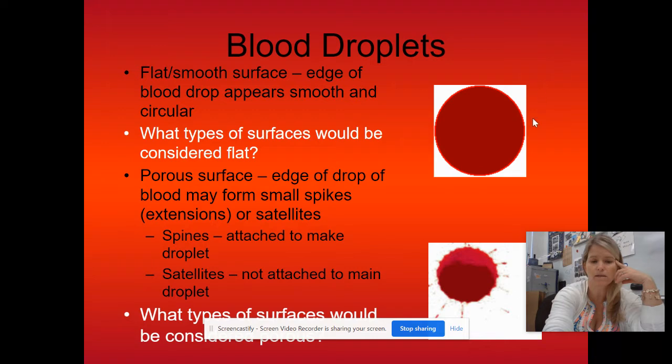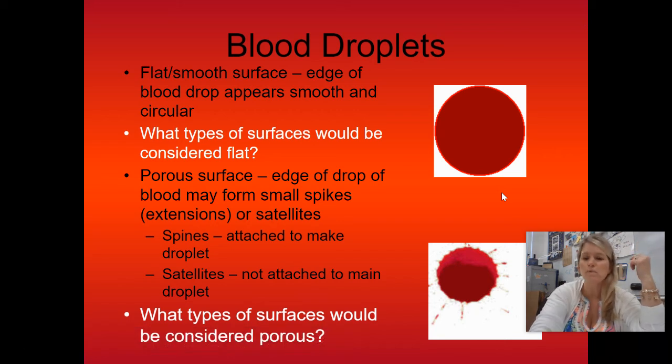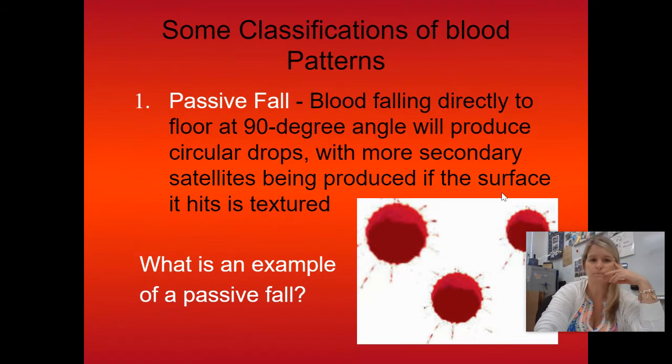It says, what surfaces would be considered porous? So porous surfaces would be considered like wood, paper, anything where the actual blood can soak in. A couch, seats in a car, stuff like that.